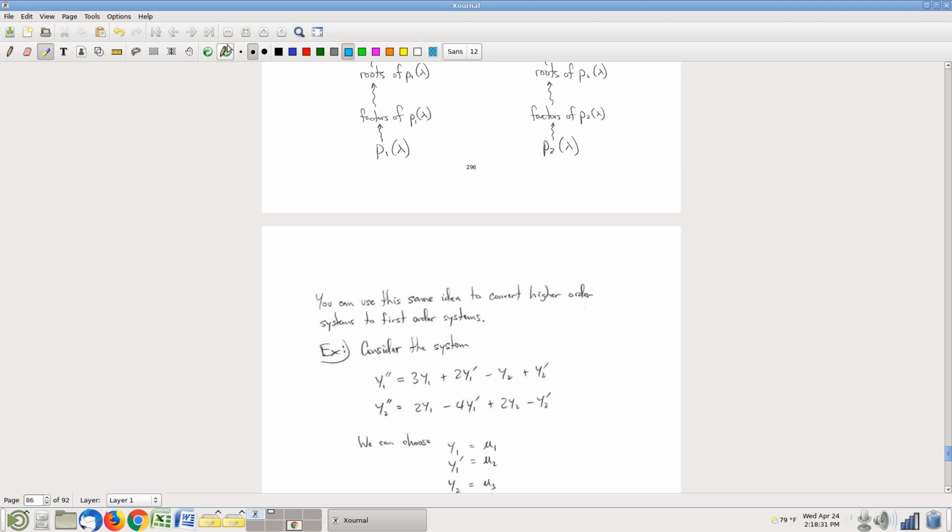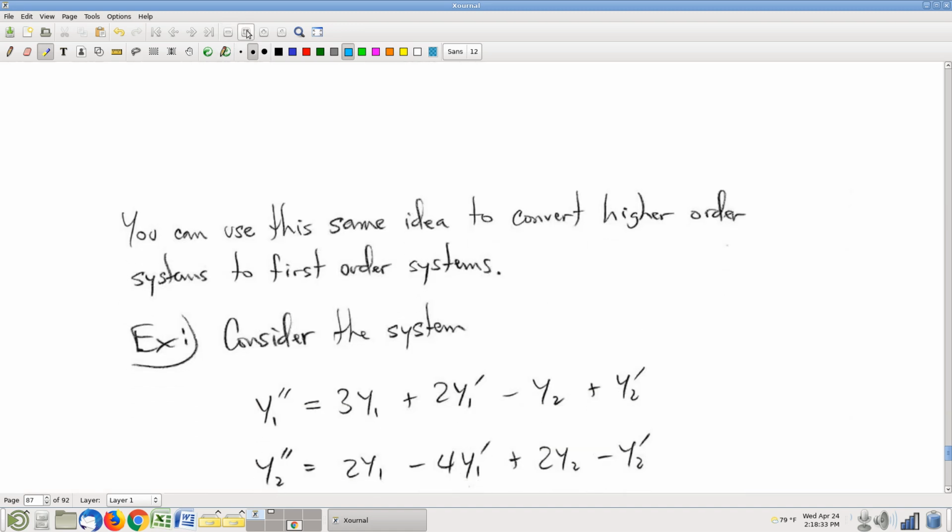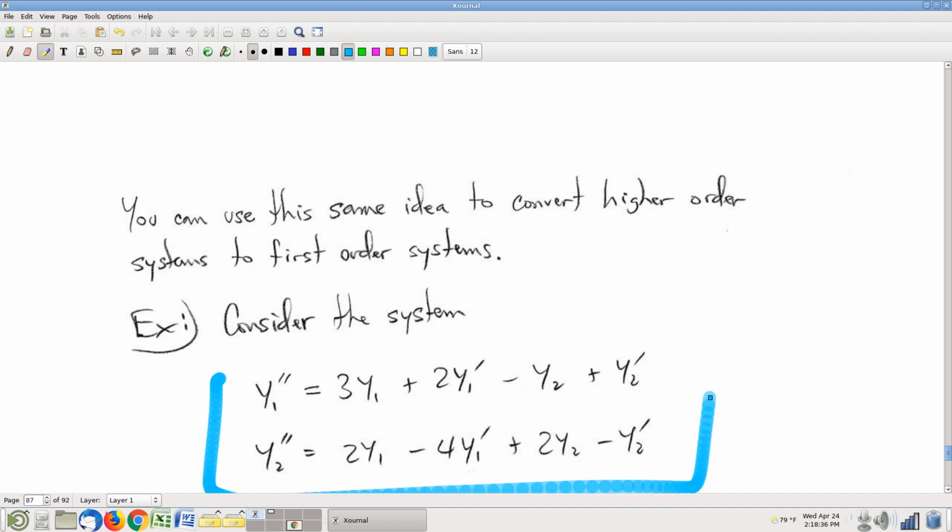So let's look at this question here. Let's look at this system of equations. And we have to admit, at this point, up to now, we have no idea how to solve this system of equations. This is a system that's not first order. The only systems that we've ever talked about how to solve are first order systems. This is second order. So we don't have any techniques. We don't know what to do here.